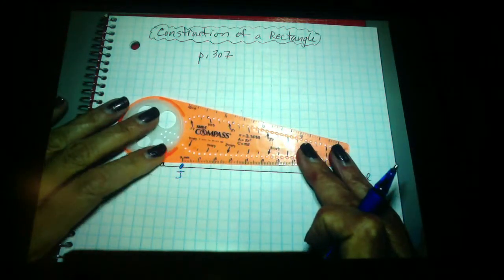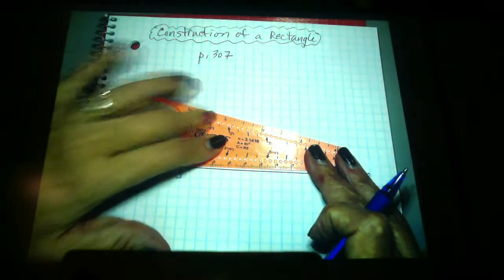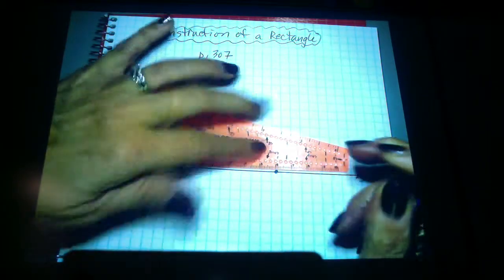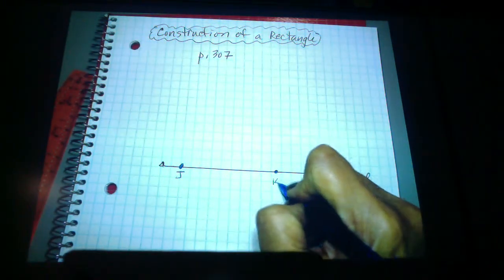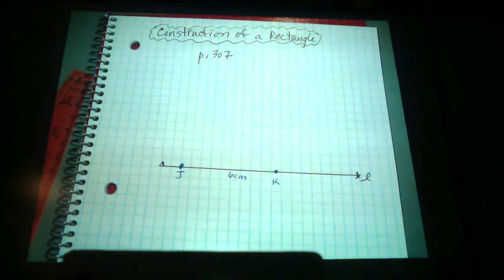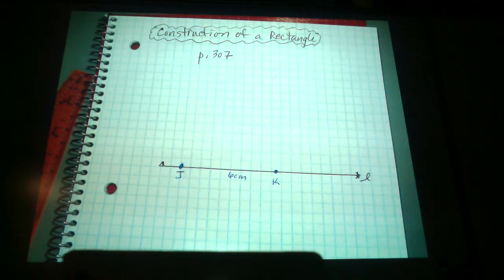So here's J. I don't have to tell you to start at 0 then. So 0 to 6. So here would be 6 centimeters, and this is K. So I'm going to label this as 6 centimeters. Because one of the things that we have to pay attention to when we have a rectangle is that we have congruent opposite sides, right?